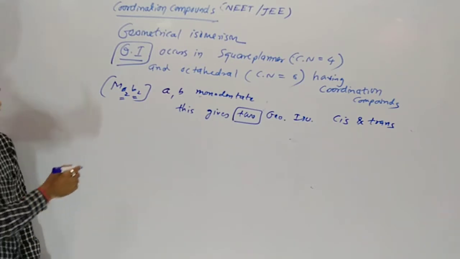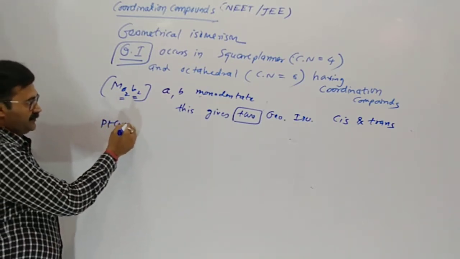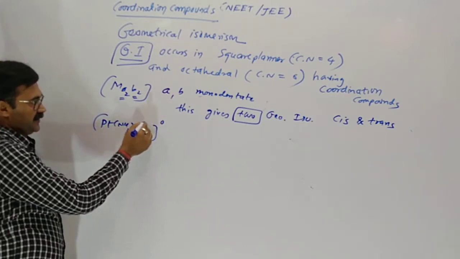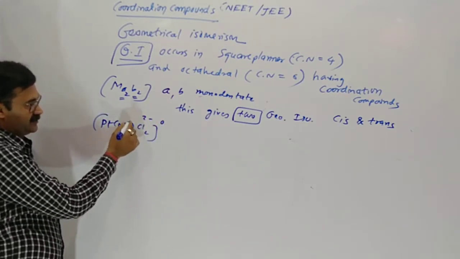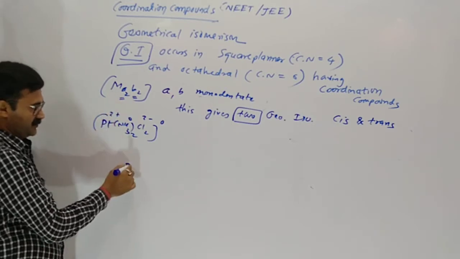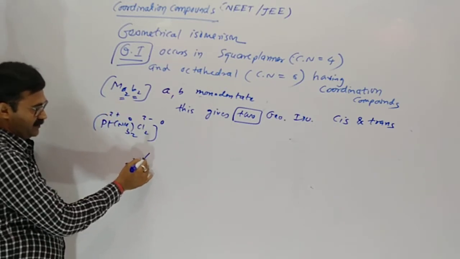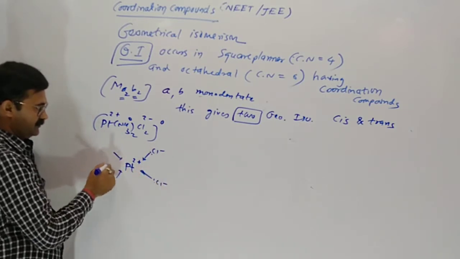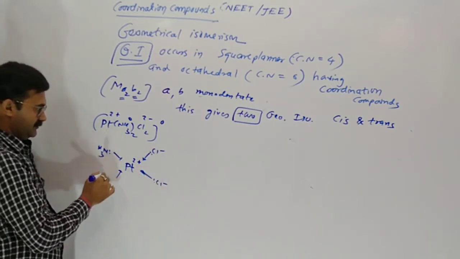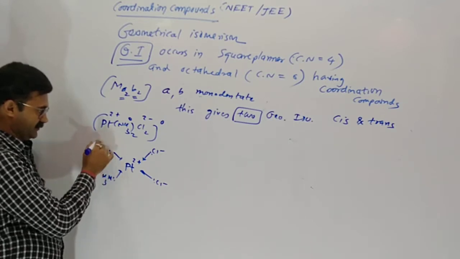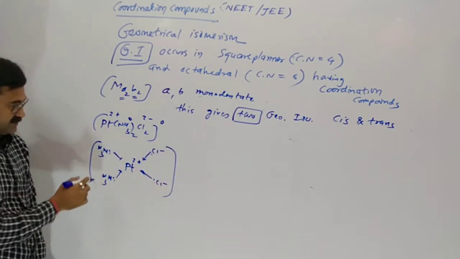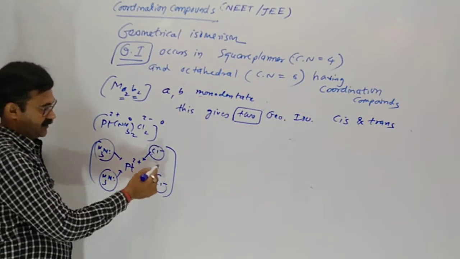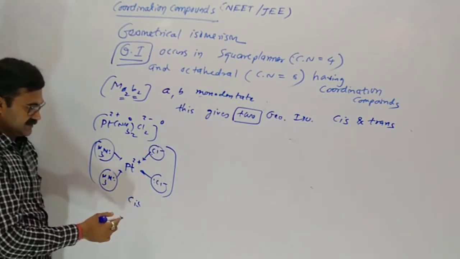How? I am giving you an example: Pt(NH3)2Cl2. The entity has charge 0: 2 chloride gives minus 2, 2 amine gives 0, and platinum is plus 2, combining with 2 chloride and with 2 amines. Here you can see the 2 amines are close to each other at 90 degrees. These 2 chloride also at 90. This is cis.